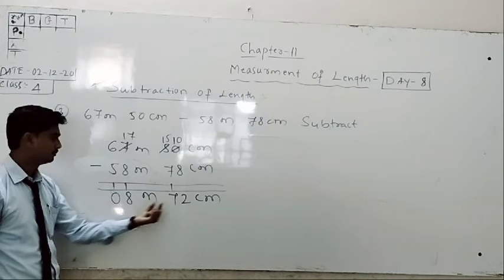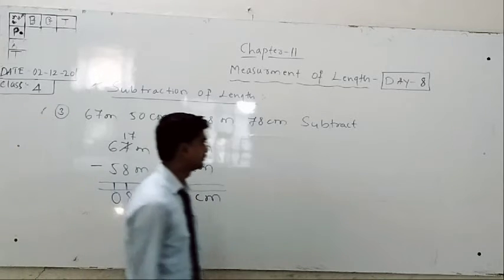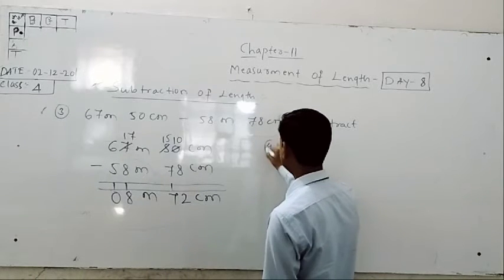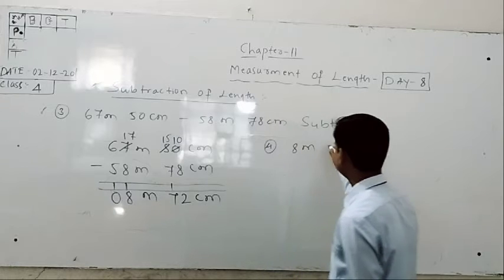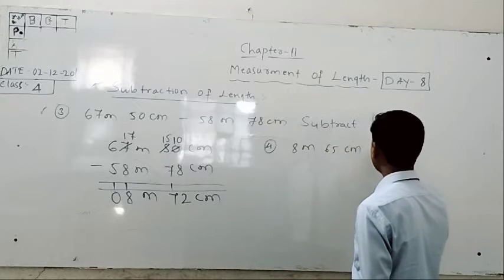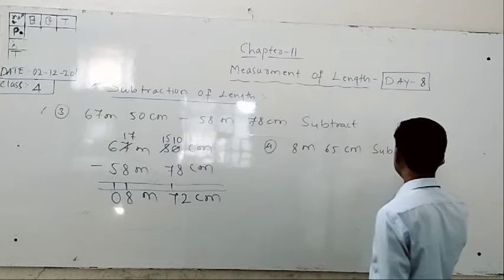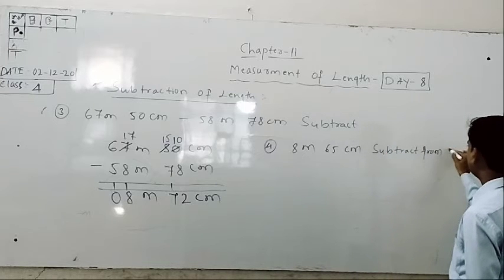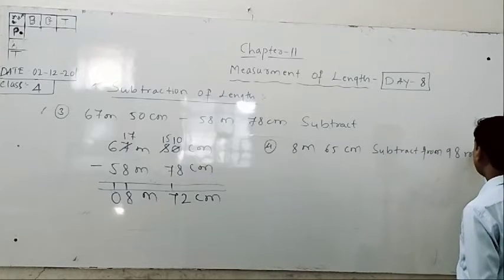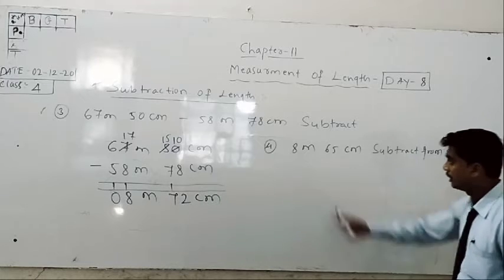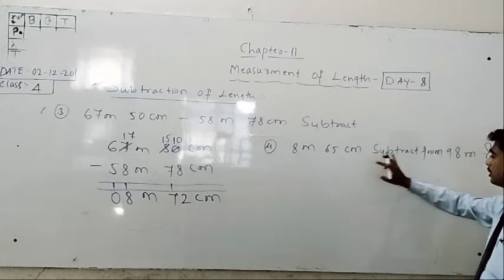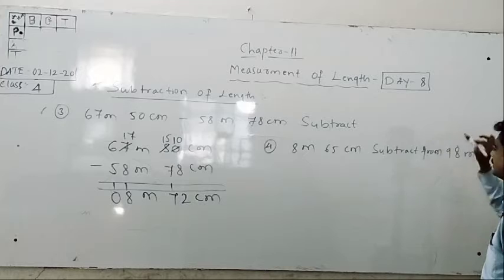8 meter 72 centimeter. Another one, 8 meter 65 cm, subtract from 98 meter. What is given here? Only 98 meter is given here. But which number you have to subtract? 8 meter 65 centimeter subtract from 98.